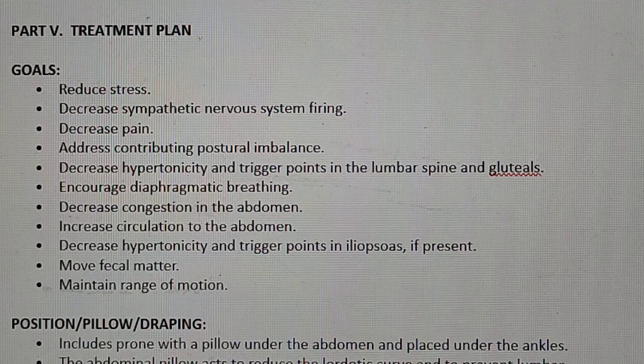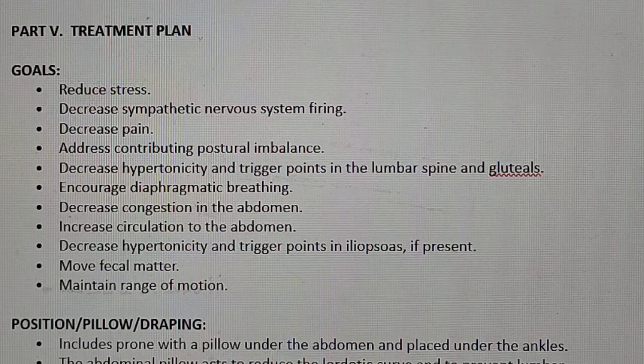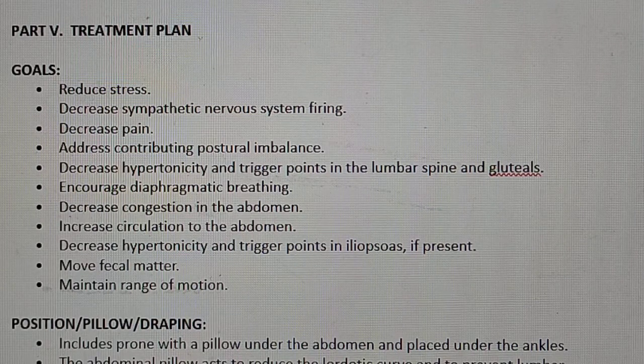So you have to reduce stress. The goals for the treatment plan are to reduce stress, decrease sympathetic nervous system firing, your fight and flight response, and decrease pain, of course. You have to address contributing postural imbalance. So if the posture has imbalance, then you have to address that. You have to educate your client, teach the client, good posture.